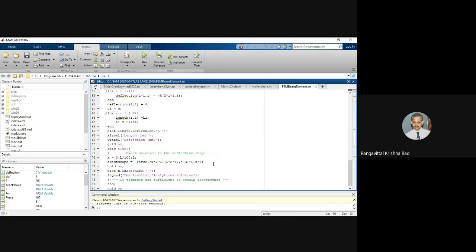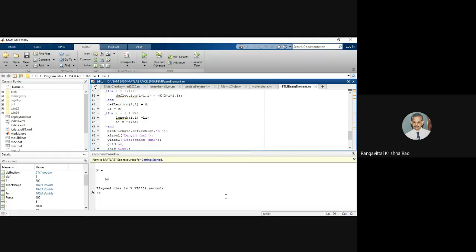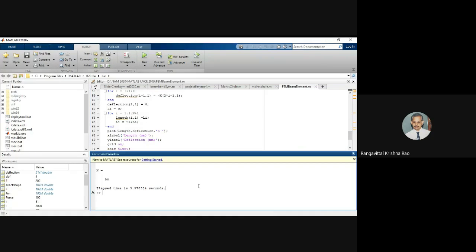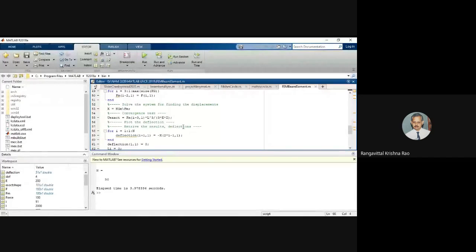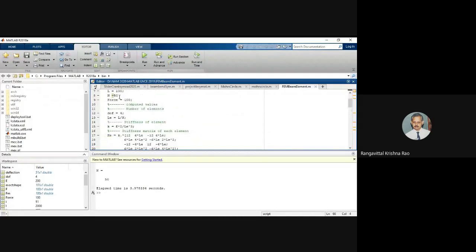I think values are coming here. You can see that command for tic toc, how much time it took by using the tic toc command. It is showing that it is taking 3.97 seconds, and the number of elements I have taken here is 50 elements. This is a simple problem of cantilever beam with end load.